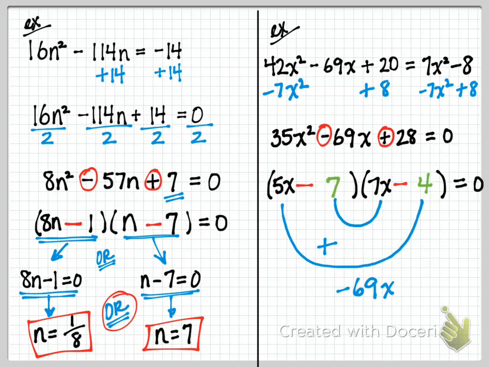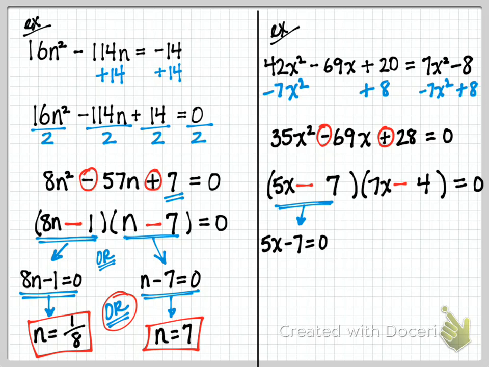So then I change the order, and I said, well, what if I put the 7 on the left and the 4 on the right? Try that out. Yes, indeed, I get negative 69x. So like I said, this is just kind of a guess and check. I'm looking at the product of these two groups and seeing that they add up to the middle term.